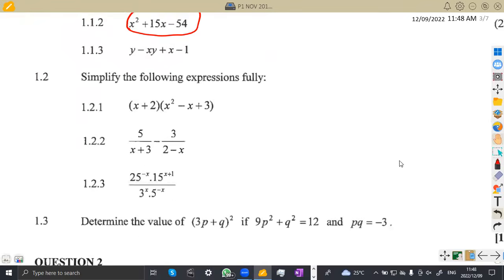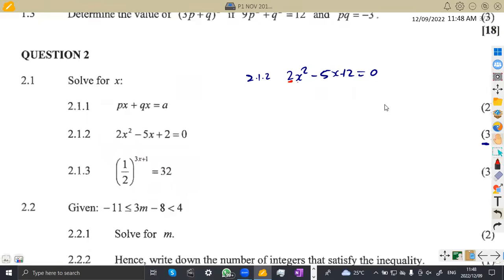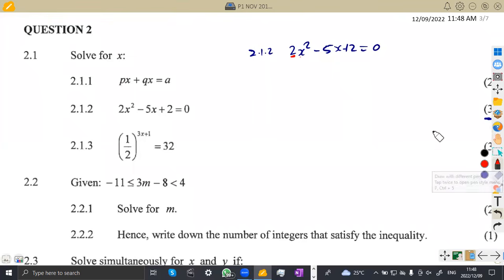But now it's different because the number that is affecting x squared here is a 2. So you're going to do the longer way of factorization, where you multiply the first term by the last term. So it's 2x squared times 2, which is 4x squared. So this is actually positive 4x squared. So what you need is to find the factors of 4x squared, but these factors must add up to the middle term, which is negative 5x.